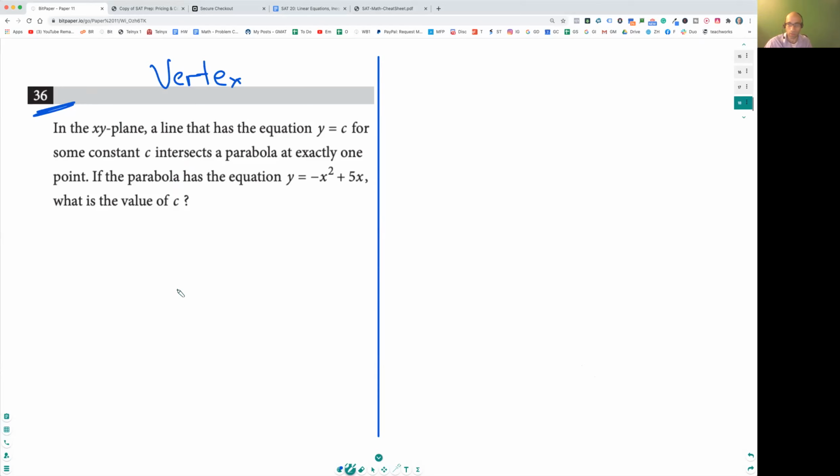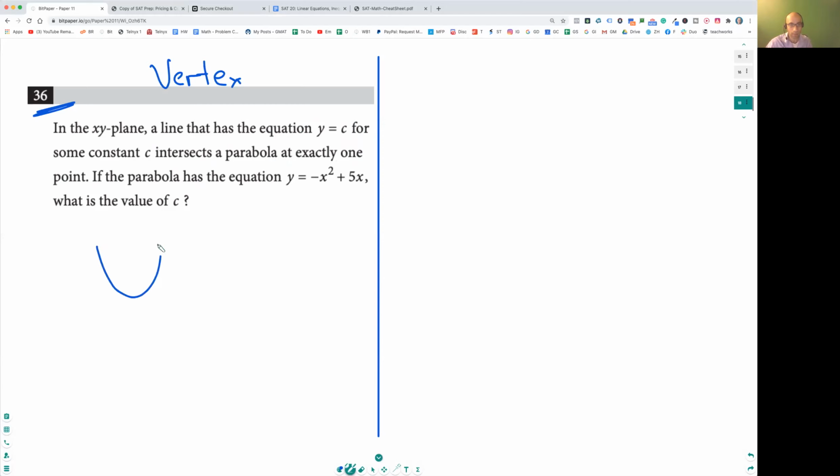Okay. Yes, a variety of ways to do this. Think about it for just a minute, and then I'm going to solve this, okay? So what you're told is that y is equal to c. What do you do here? This line intersects the parabola in exactly one point.